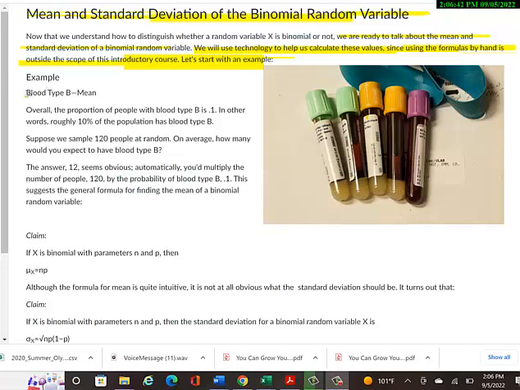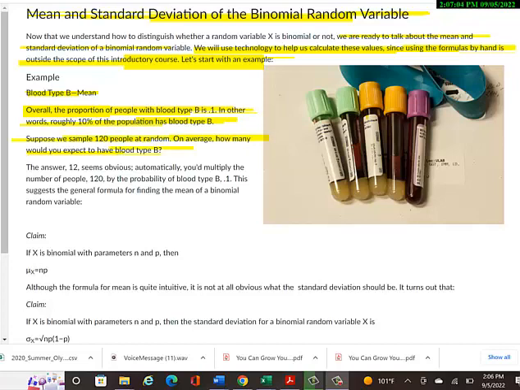So first, let's look at this example where we're talking about blood type B and the mean. Overall, the proportion of people with blood type B is 0.1, so 1 out of 10, or 10 out of 100 people. In other words, roughly 10% of the population has blood type B. Suppose we sample 120 people at random. On average, how many would you expect to have blood type B?